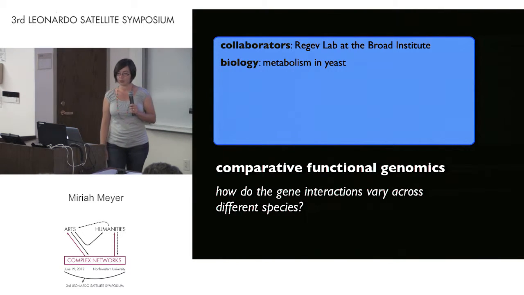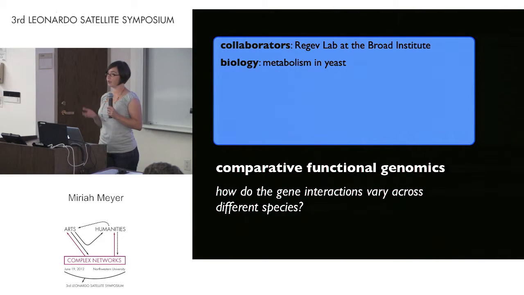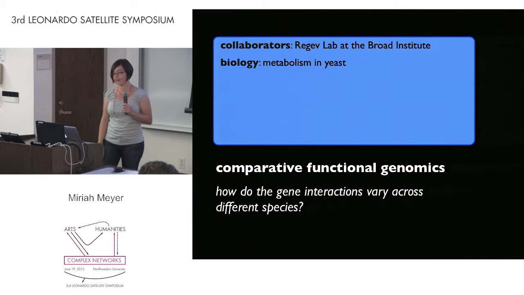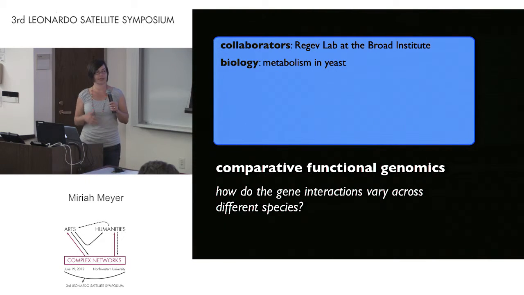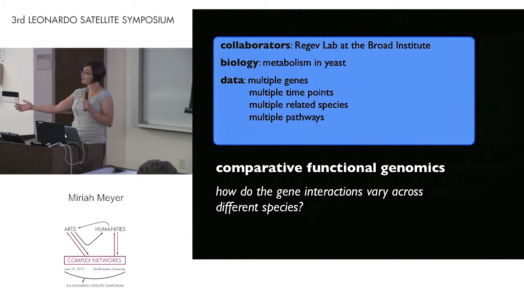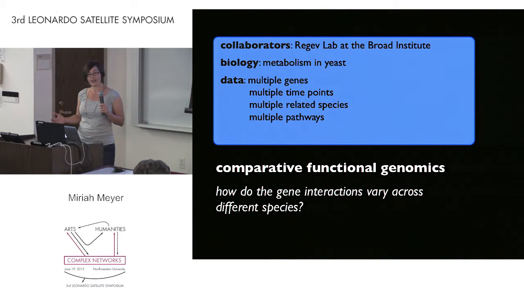So in this project, we were collaborating with a group of pioneers in this field, the Regev Lab at the Broad Institute, which is a large biological institute in Cambridge, Massachusetts. And this group was really interested in studying metabolism in yeast. So they had spent several years collecting data for multiple genes at multiple time points in multiple related species, and they wanted to understand all of that in the context of multiple pathways.